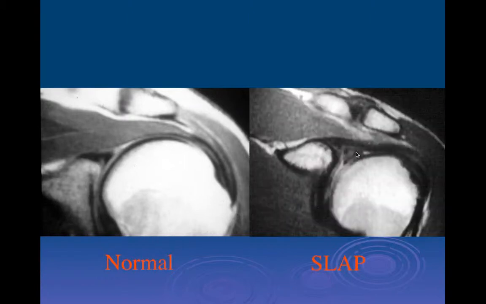And here's a case that was considered a type 1 SLAP at the time of arthroscopy. Notice this is the long head of the biceps tendon. Here's the biceps anchor. That all looks nicely intact. And we can just see abnormal signal intensity within the superior labrum.